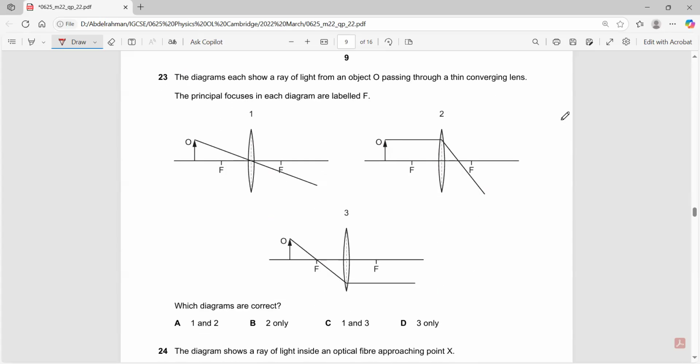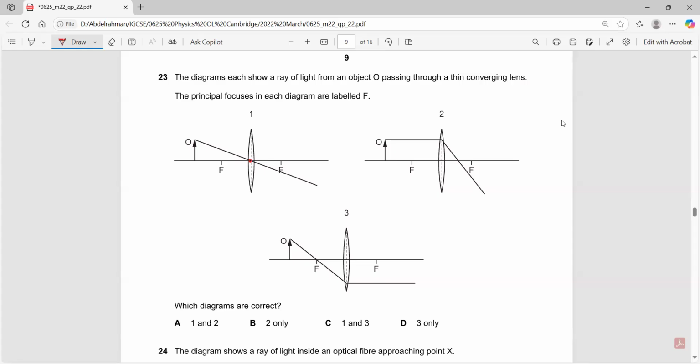Diagrams each show a ray of light from an object O passing through the thin converging lens. The principal focuses in each diagram are labeled F. Which diagrams are correct? In diagram 1, the ray is passing right through the center. Is this correct? Yes, you have one of the rays passing through the center, which is 100% correct.